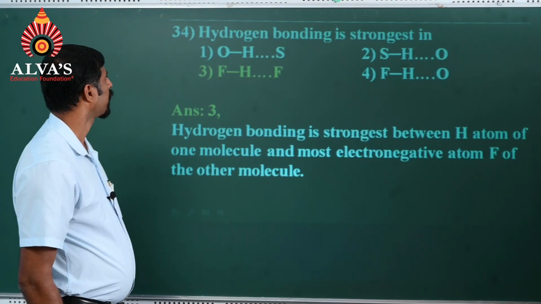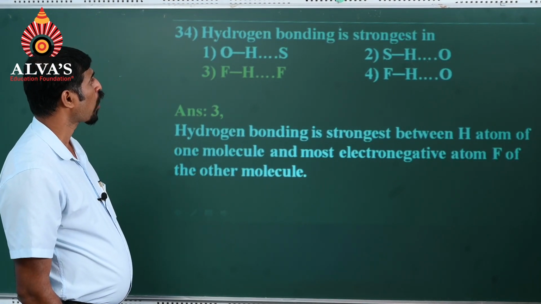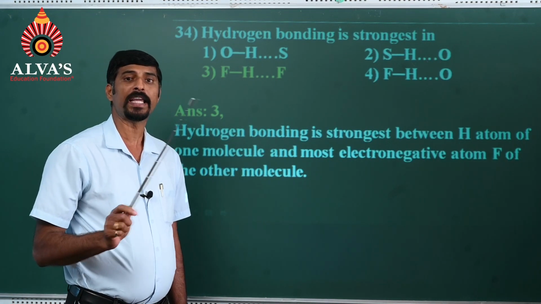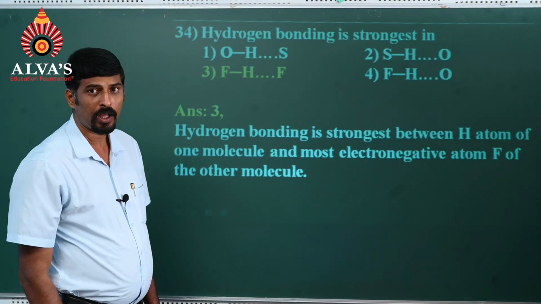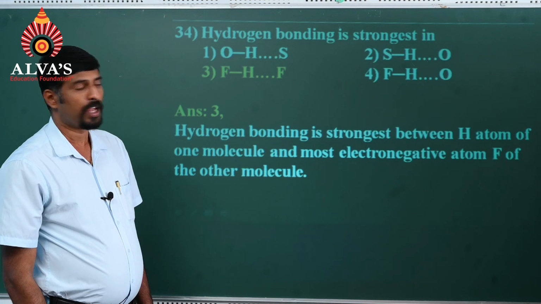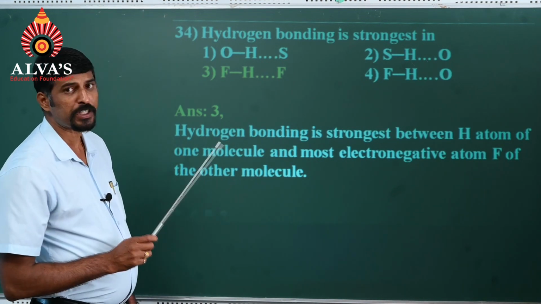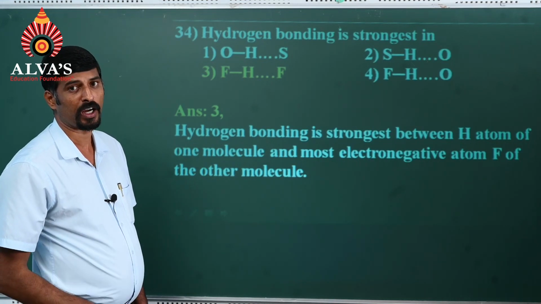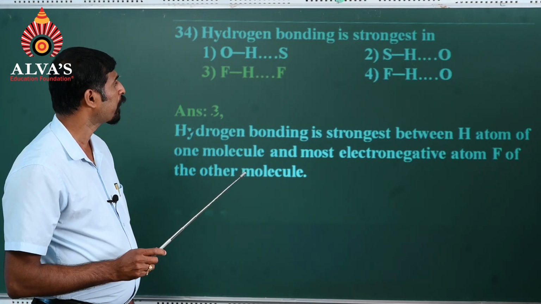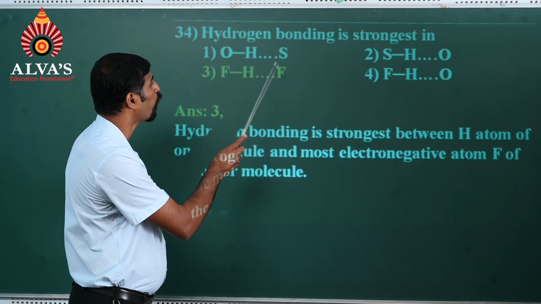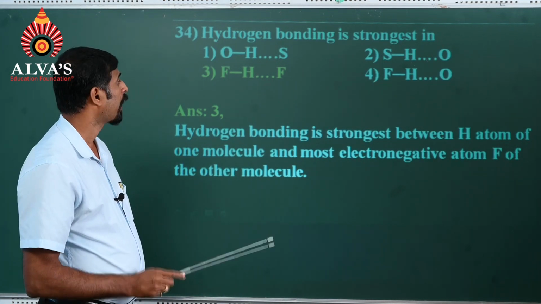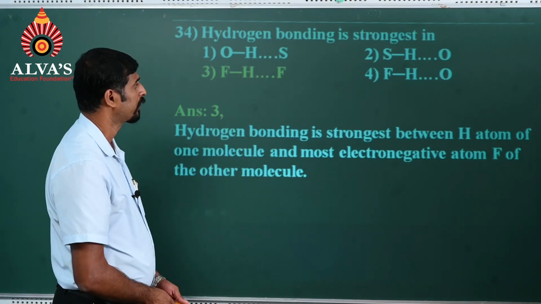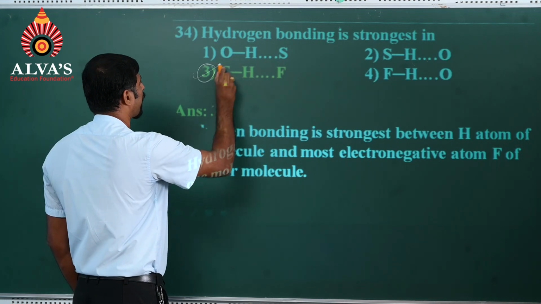Next, move on to question number 34. Hydrogen bonding is strongest in. The hydrogen bonding is formed between the hydrogen atom and a highly electronegative atom, that is fluorine, nitrogen and oxygen. If the electronegativity difference is more, the bond formed between hydrogen and the other element becomes stronger. Now, the electronegativity difference in the case of hydrogen and fluorine is more, that's why the hydrogen bonding is stronger in the case of hydrogen and fluorine. Therefore, option third is the right answer.